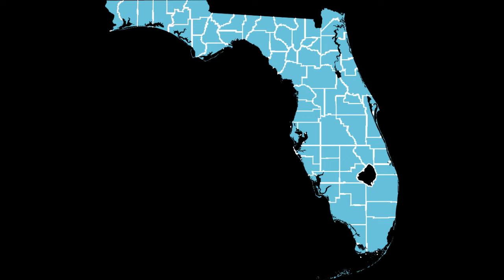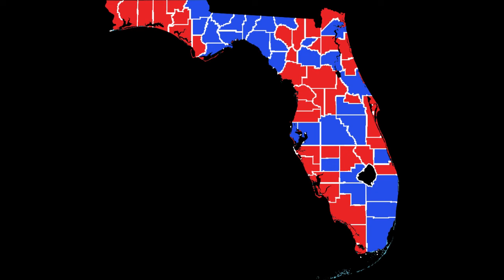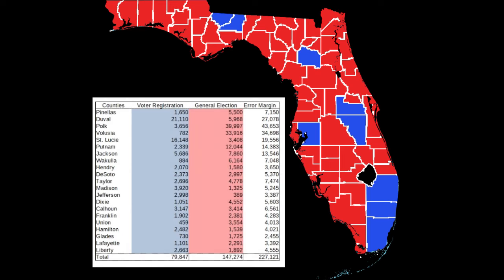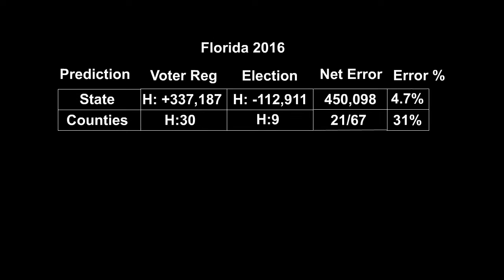Florida has 67 counties. How accurate is this on who won which county? It predicted Hillary would win these 30 counties. In actuality, she won only 9 counties. This table is the 21 counties she lost. I highlighted in blue how much she led by in voter registration, and how much Donald Trump won by in pink. In total, this was an error of 250,000 votes on these counties. Trump won all the counties he had a lead in voter registration, so in the end it got 46 counties correct, which is an accuracy of 69%.